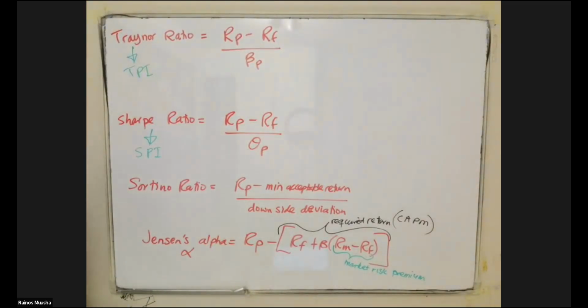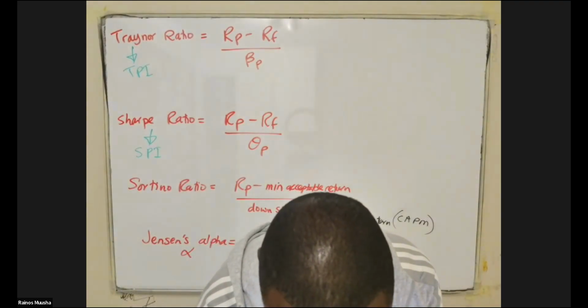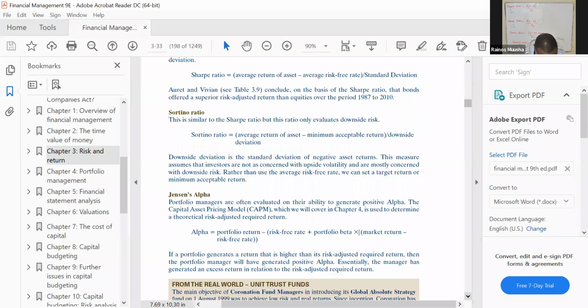Are we on the same page? So please make sure that you take note of this. Very, very important. After this section, we look at the Jensen.